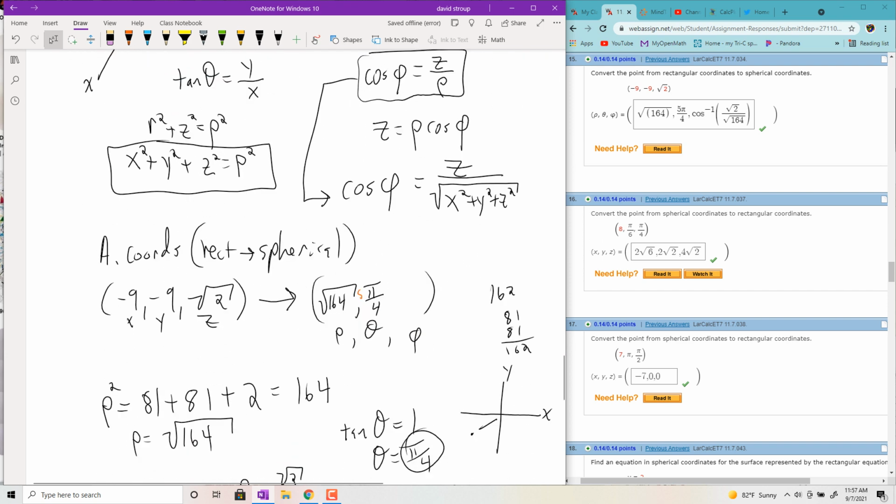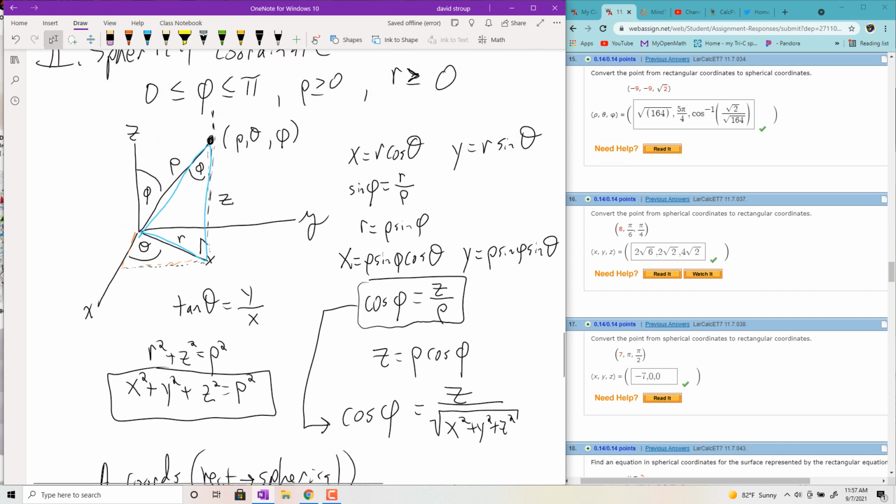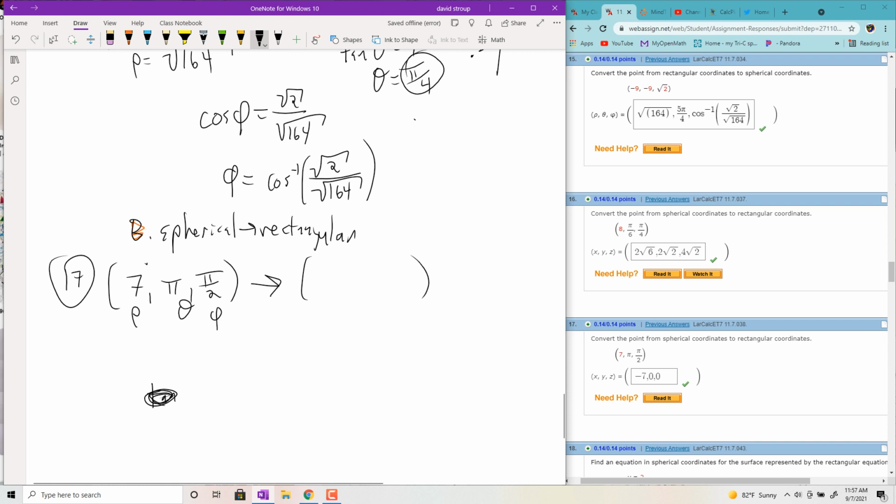So cosine of phi, we want to use that one. So we could just use our x and y formulas to get x and y. So x is rho sine of phi cosine of theta. Y will be rho sine phi sine of theta. So we get those pretty easily.